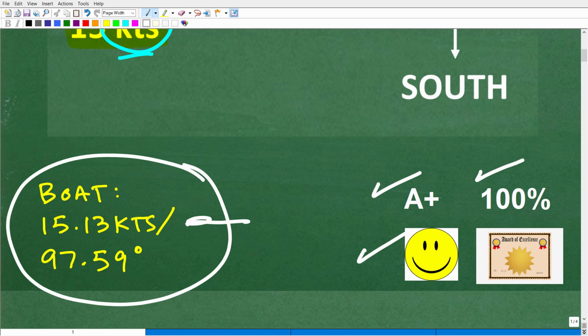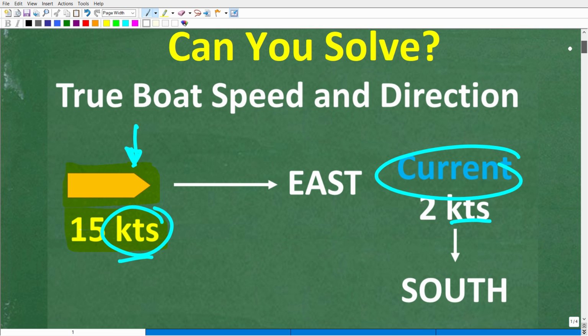Okay, so that is the answer, and if you got this right, you definitely get a happy face, A plus, 100%, and a certificate of excellence because you appear to be a certified professional expert in the basic concepts of vectors, and that's what we're talking about here. And not only vectors, we have to do some basic trigonometry and geometry to get the solution.